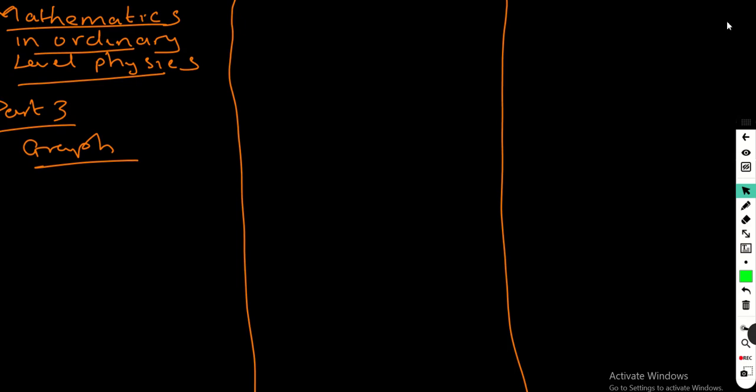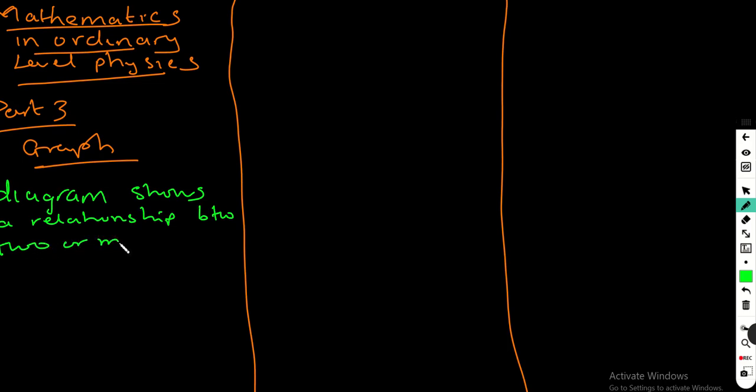So what is a graph? A graph is a diagram that shows the relationship between two or more variables. But at the ordinary level, we'll be looking just at two variables. So when we look at two variables, it becomes a linear relationship.